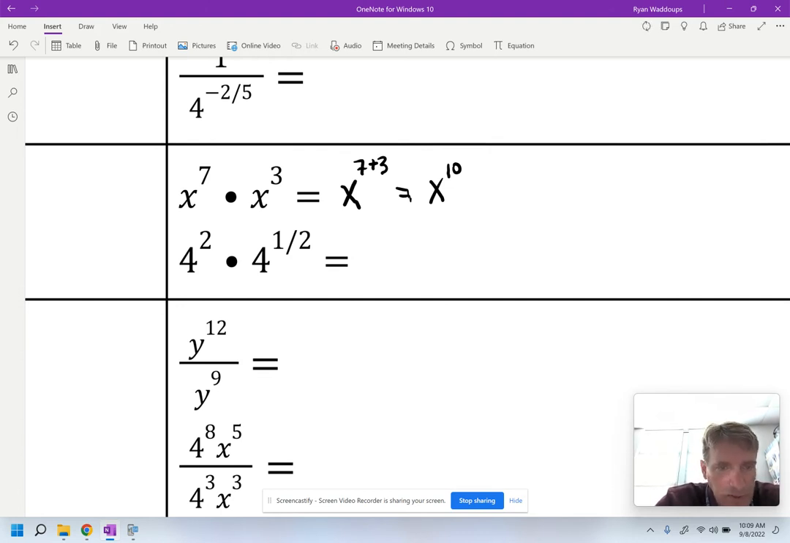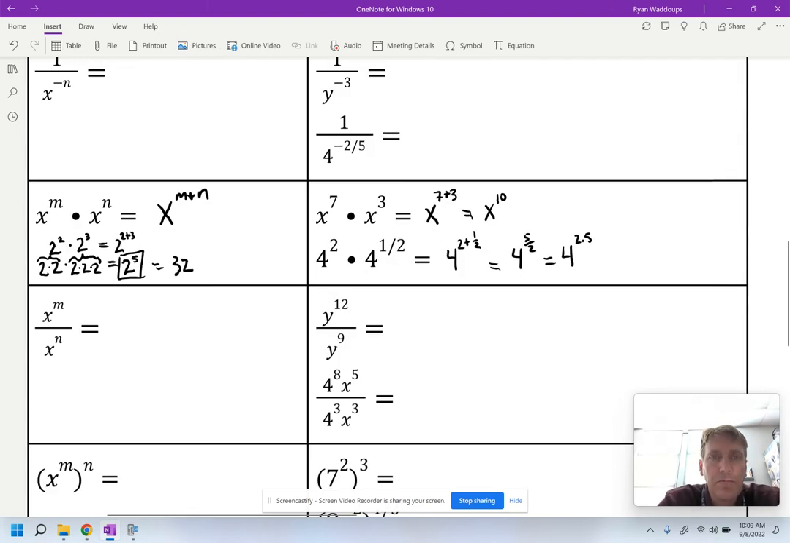And it works with fractional exponents as well. If you have 4 squared times 4 to the 1/2 power, that's 4 to the 2 plus 1/2. You could write that as 2.5, or you can write it as an improper fraction. 2 is 4 halves plus 1/2. That'd be 4 to the 5 halves power. Or, like I said, you could write that as a decimal exponent, 4 to the 2.5 power, and that would work as well.